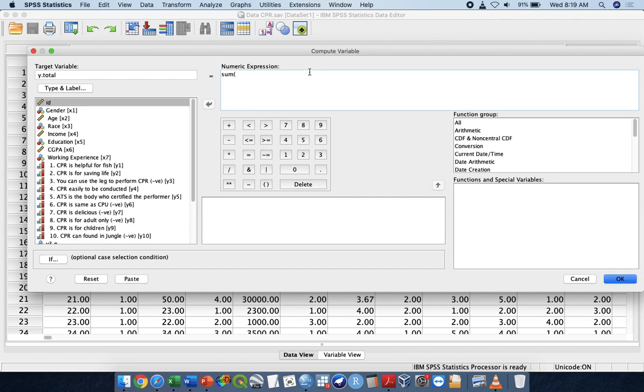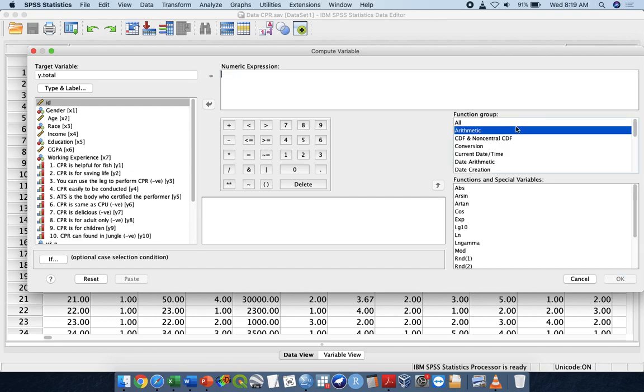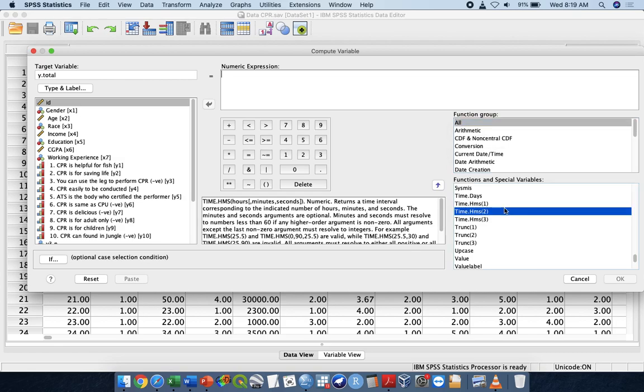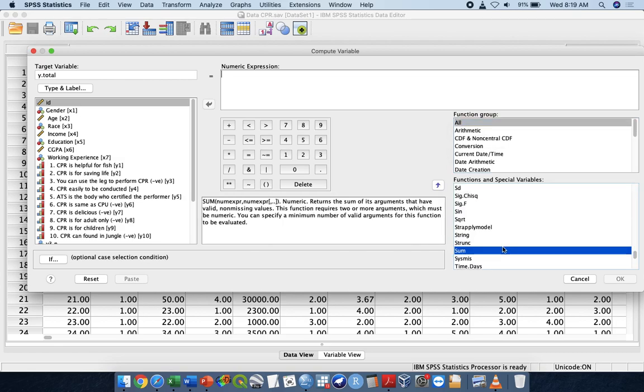So the Y total is indicated by the sum of what variables. You can just spell it out in the numeric expression here, or you can use the function group inside this particular box. You have a lot of functions that you can instruct SPSS to do for you, either arithmetic or non-arithmetic. You can just type it. For example, if you're not sure about the sum that I mentioned to you, you can just type SUM, and then SPSS gives you some idea. The sum actually returns the sum of arguments that have valid non-missing values. This function requires 2 or more arguments, which must be numeric.